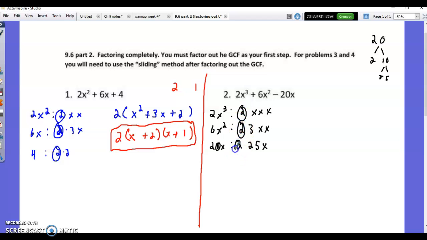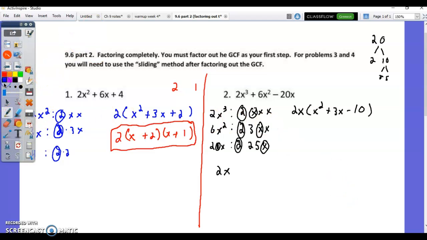So I look at what's in common in all three. I have a 2. So I bring down the 2. Then I have an x. Bring down the x, and that's it. That's the only thing that's in common in all of them. So I have my 2x as my greatest common factor, and on the inside we have an x squared, so that's what's left over, 3 and an x, so plus 3x, and a 2 and a 5, which multiplies to equal 10.